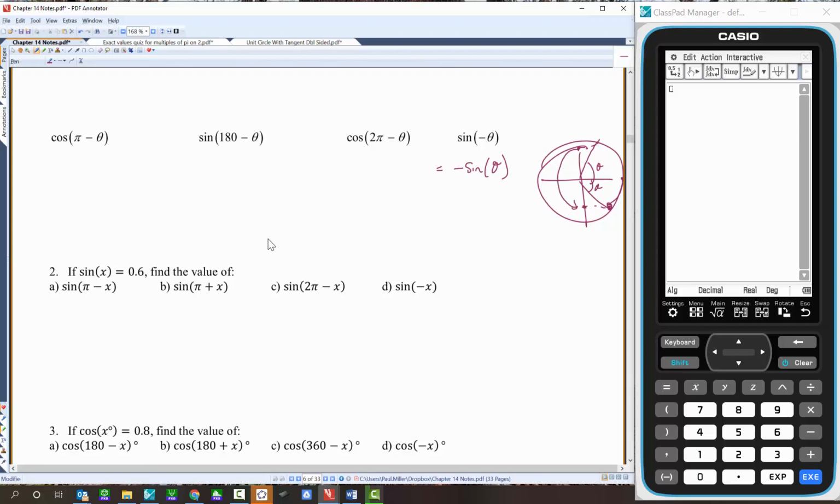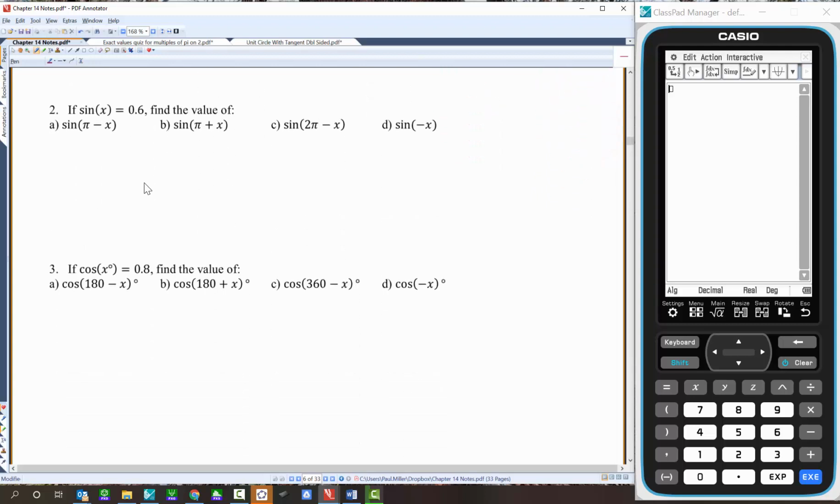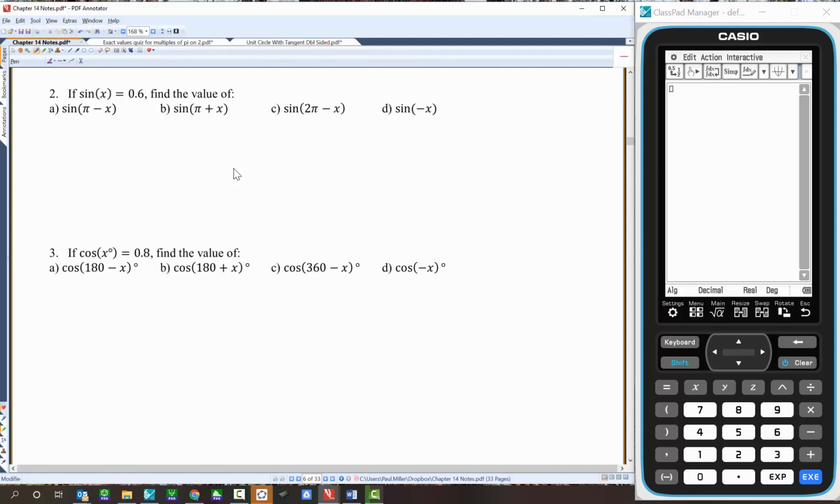Again, very important to practice these, and if you don't understand it, or you've practiced it and you're still not sure how these values are coming out, you need to jump on and meet with me and talk it through.